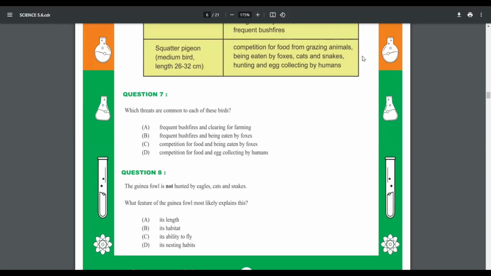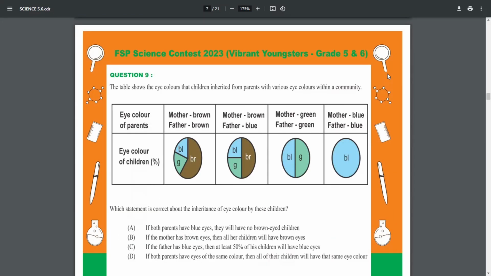Question 8. The guinea fowl is not hunted by eagles, cats and snakes. What feature of the guinea fowl most likely explains this? The correct option is A, its length. Question 9. The table shows the eye colors that children inherited from parents with various eye colors within a community. Which statement is correct about the inheritance of eye color by these children? Correct option is A. If both parents have blue eyes, they will have no brown-eyed children.